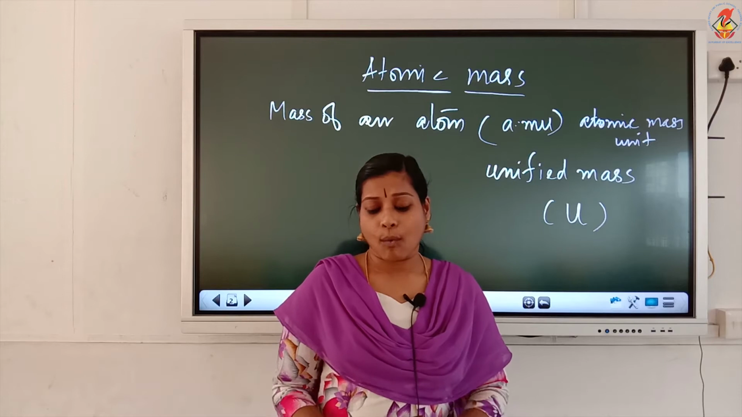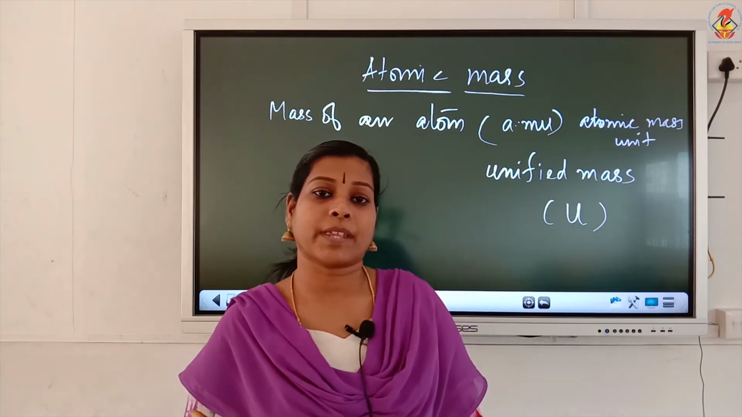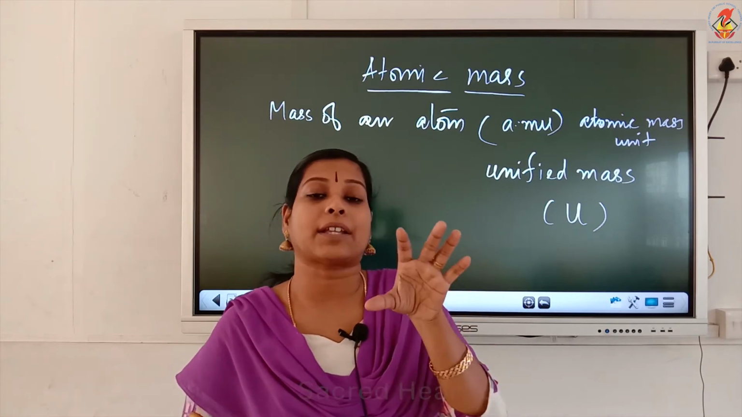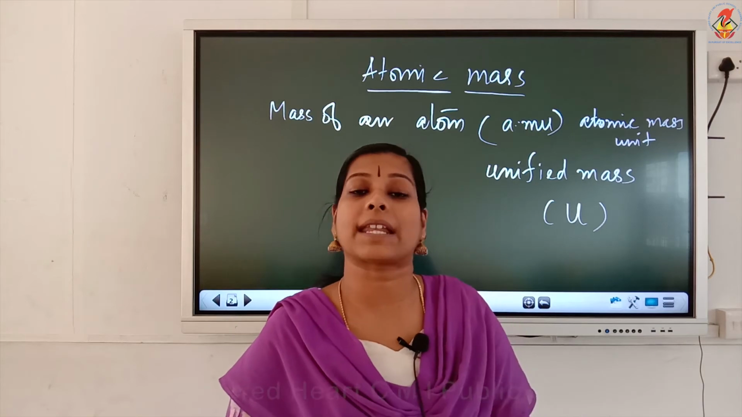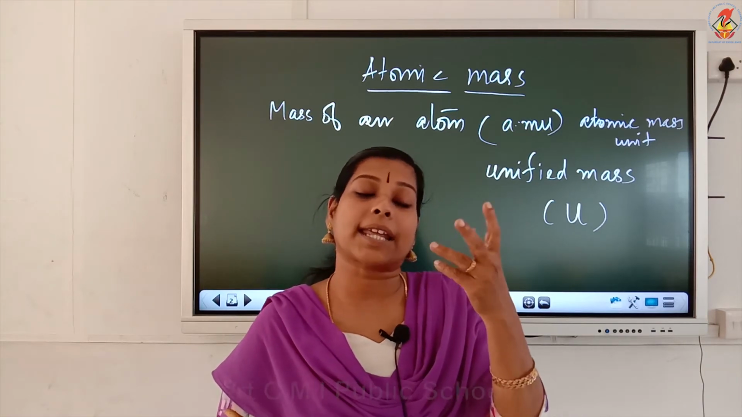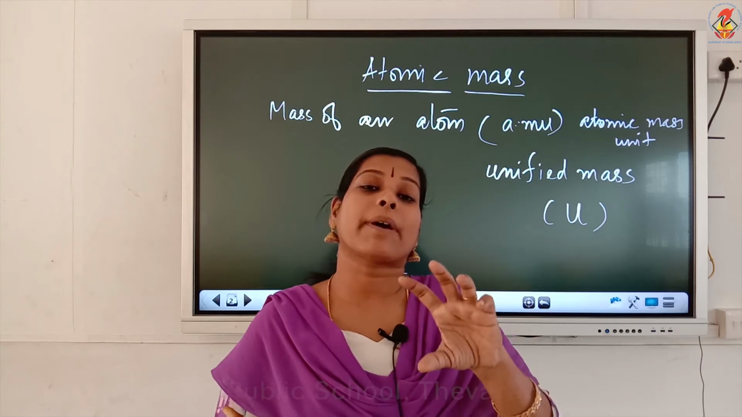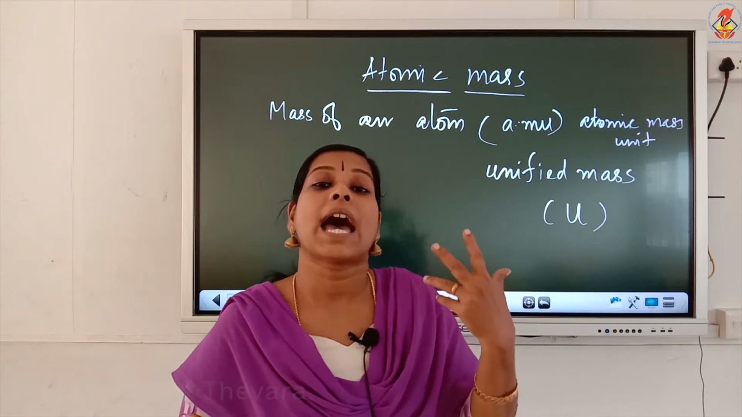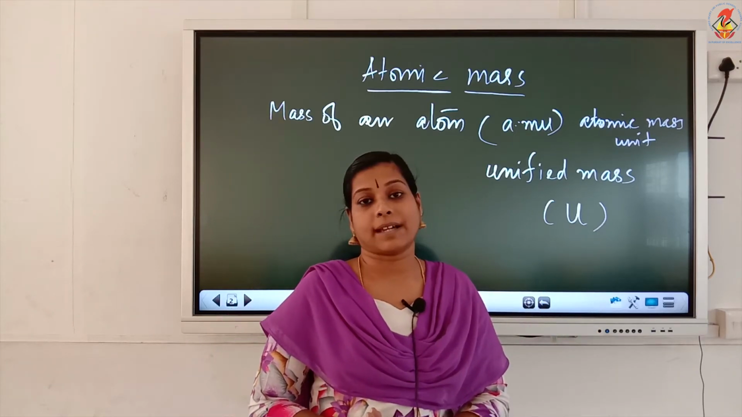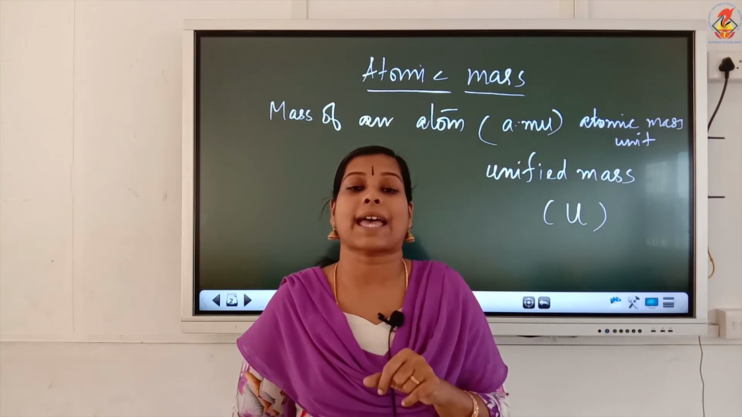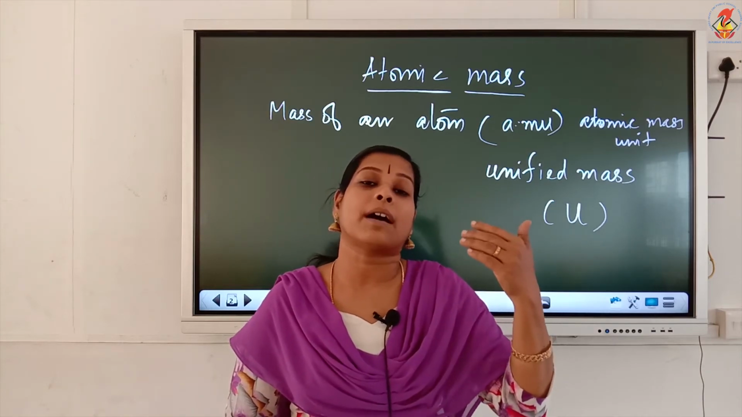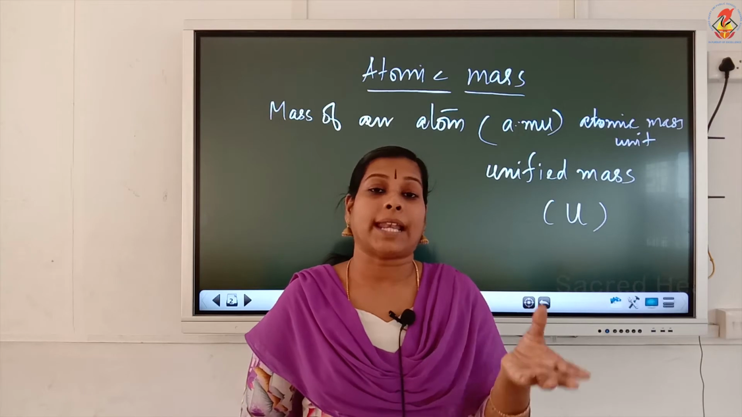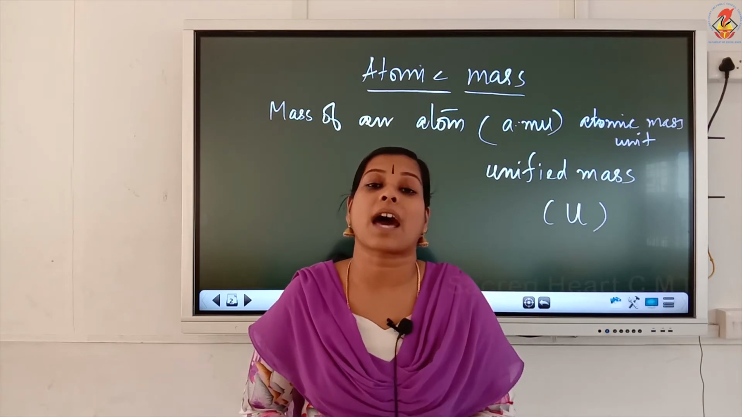And we can see what is the mass of an atom. Initially we took a standard atomic mass. The mass of an element is taken as the standard one, and earlier it was hydrogen. Comparing with the atomic mass of hydrogen, we were telling the atomic masses of other elements. But later that reference changed to carbon 12.